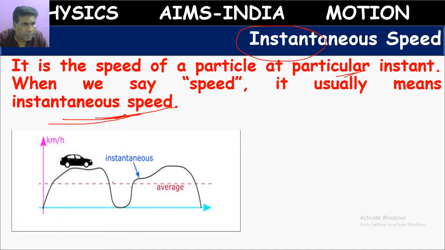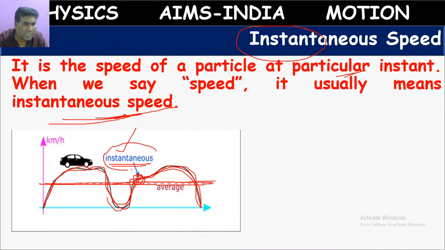Suppose here the car has started its journey from here. From here it is moving like this, like this, in a curved line. Throughout this entire journey, speed is increasing, again decreasing, again increasing, decreasing. This is the speed curve. But this straight line is the average speed of the car. But at this particular point, if anybody asks what is the speed of the car, that speed we can call as instantaneous speed.